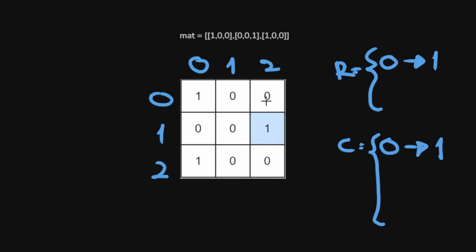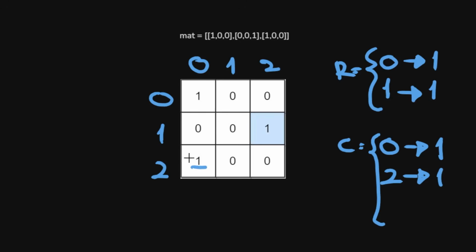This is 0, so we can just continue. Here we have another 0, this is 0, this is 0, and here we have another 1. So we go to the map of rows at row number 1 and add 1 to this count. And we need to go to column number 2. So here we put 2, and the count for this is also 1.